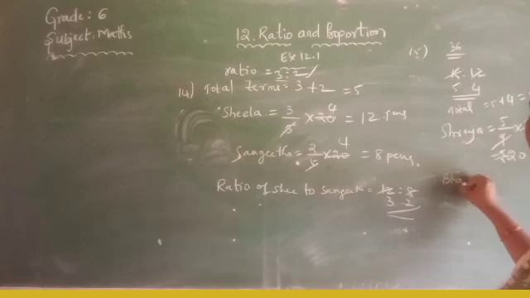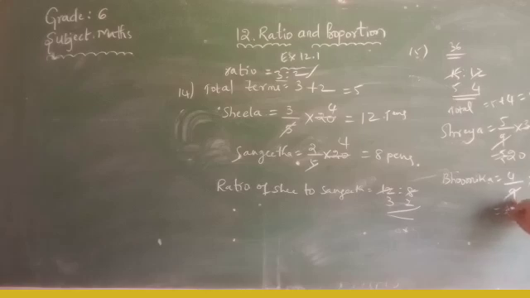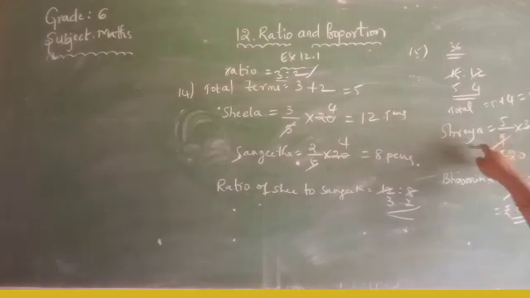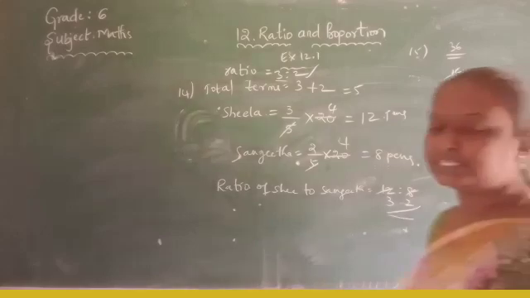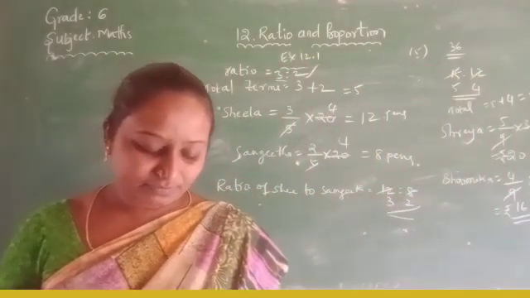How much amount will Bhumika get? Bhumika's part is 4 among the total parts 9. So 4 by 9 into 36, divide now: 9 fours are 36, so the total is 16 rupees. So how will she divide between Shreya and Bhumika? Like this. Finally Shreya will get 20 rupees and Bhumika will get 16 rupees. Is it clear? Right. Okay.